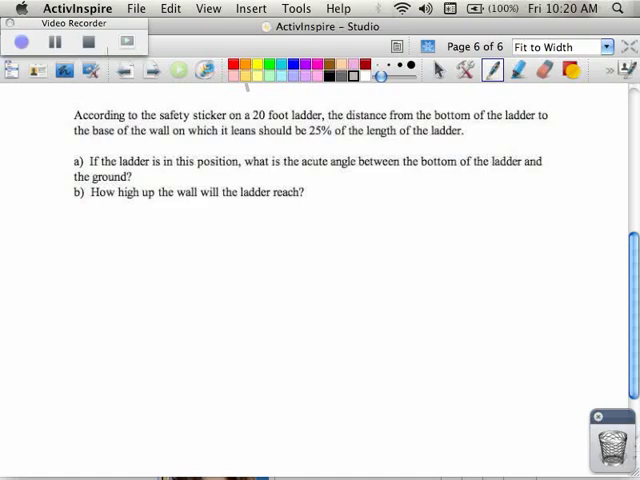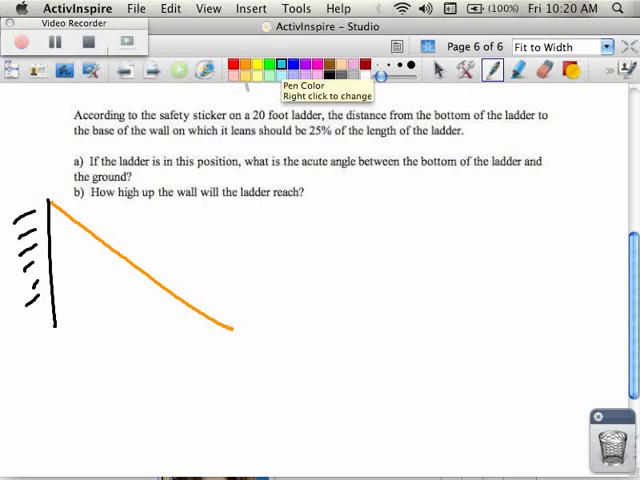So I'm just going to draw a picture. First of all, here's a wall, and here's a ladder. And look, here's the ground. It's a right triangle. So this is the ladder, it's in orange. And the wall is in black. And the ground is in blue. And I know that they tell me that the ladder never changes. It's 20 feet.